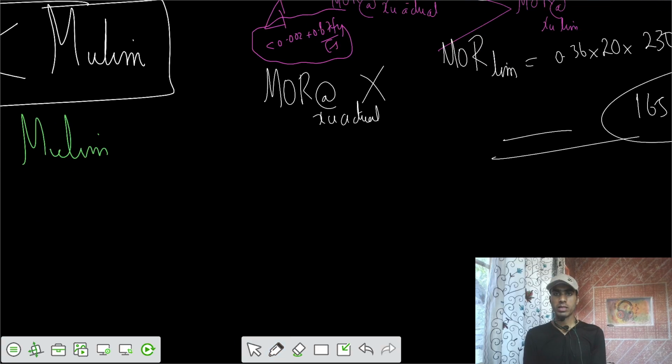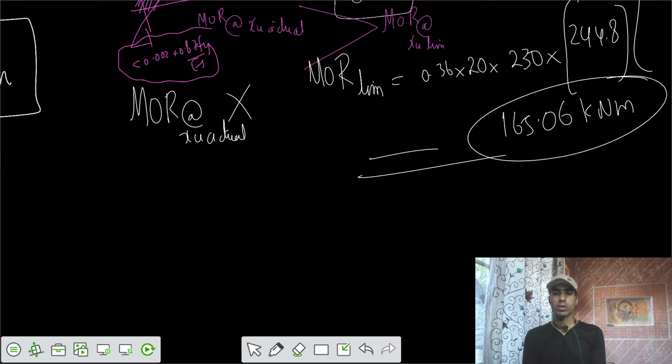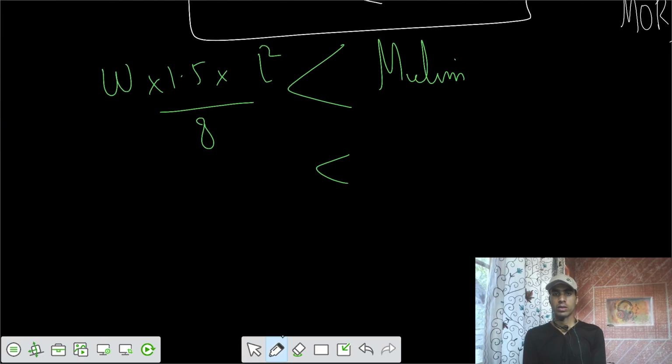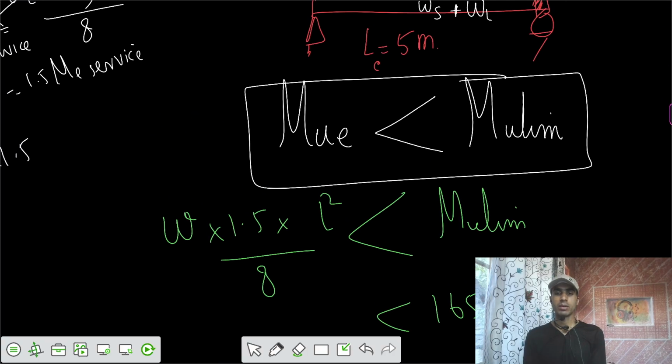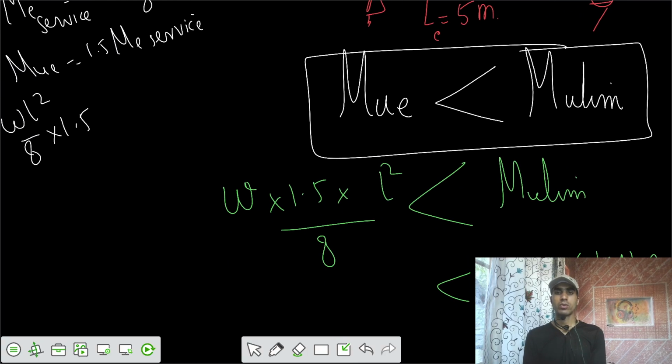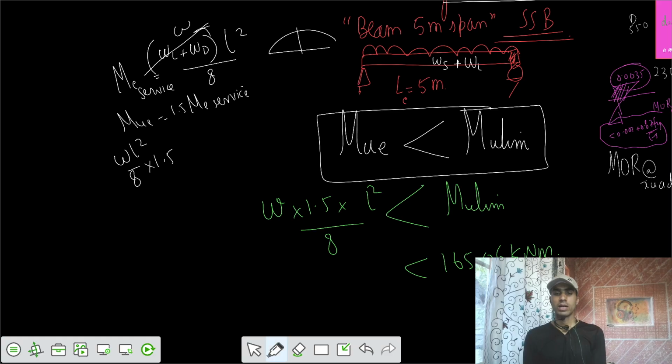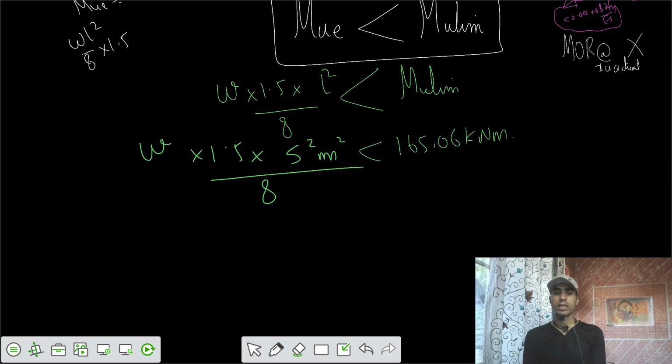I solved that limiting moment of resistance as 165.06 kilonewton meter. So my loads should be such that they cause the external bending moment lesser than the limiting moment of resistance. We have those dimensions. Length of the span is 5 meter. So intensity W into 1.5 into 5 meter squared divided by 8. So you would finally get that loading intensity.